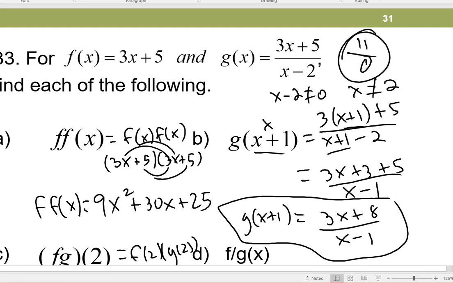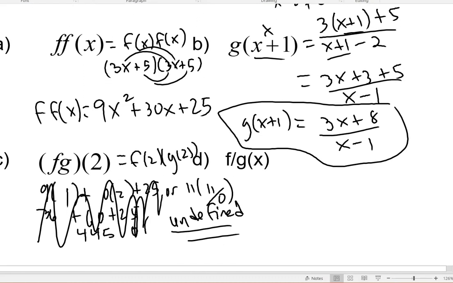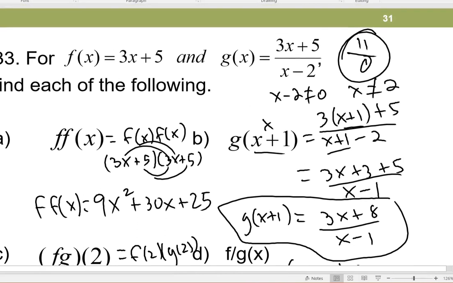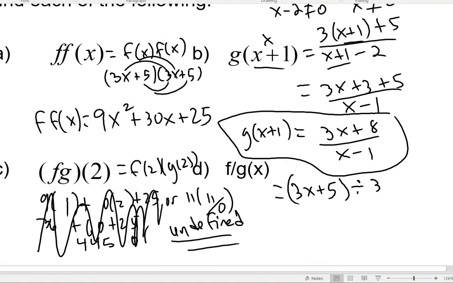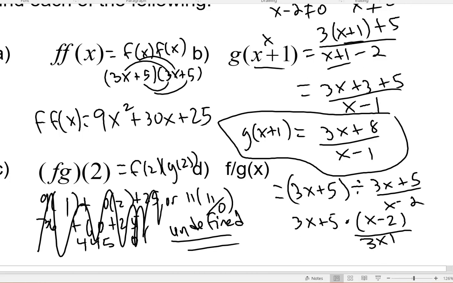Last, how do I do f over g of x? Well, f of x wasn't too bad. That was 3x plus 5. I don't feel like dividing by a fraction, so I'm going to treat this as divided by the fraction of g of x, which was 3x plus 5 over x minus 2. How do you divide by a fraction? We multiply by the reciprocal. X minus 2 over 3x plus 5.